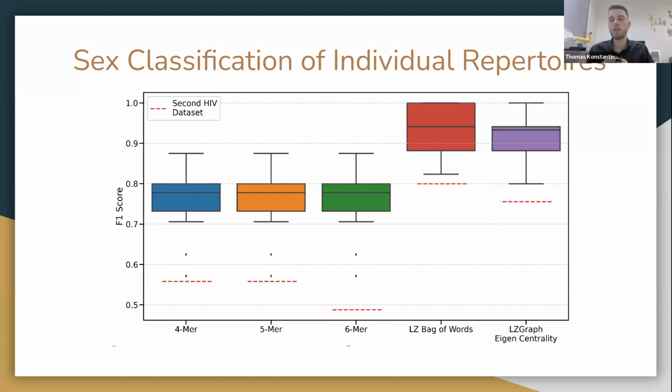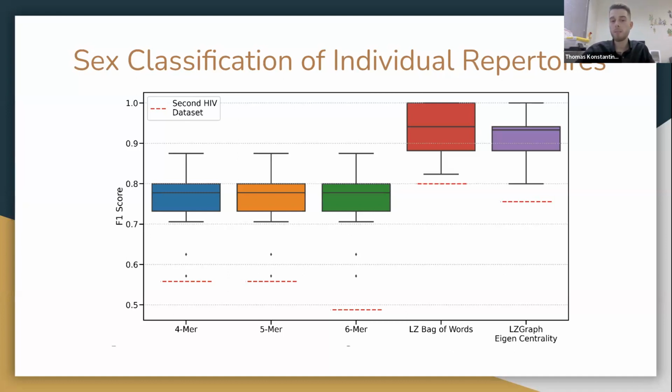And we see when you look at the box plots, and you will see that when modeling a data set of HIV infected individuals, we were able to classify between sex, between male and females of those individuals with a much higher F1 score using the LZ derived features. It's important to note that the computational cost of deriving those features is completely the same as deriving K-MERs, yet it achieves much better results.